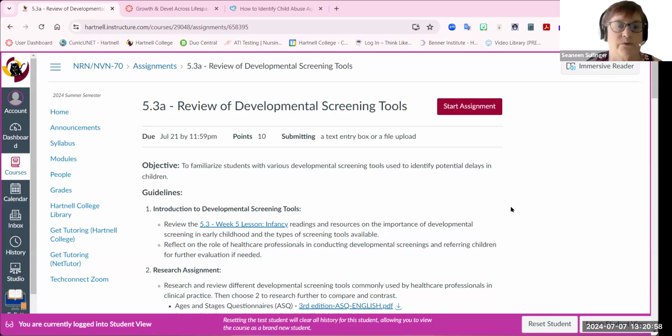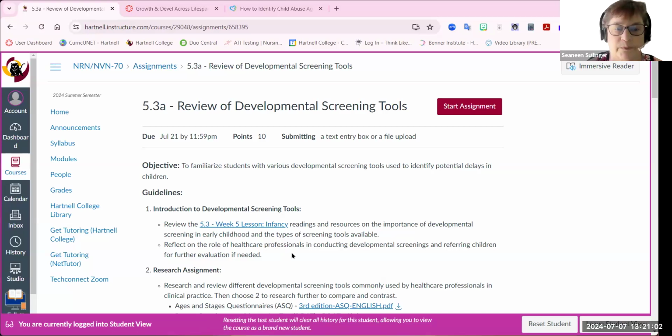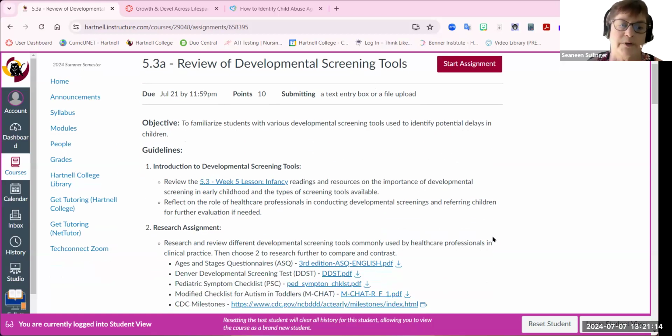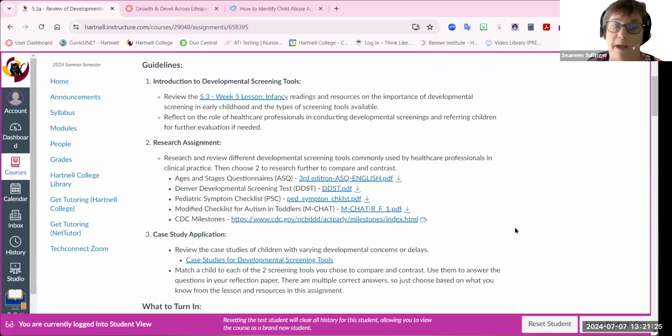So you're going to review the lesson on that and reflect on what our role as healthcare professionals would be in conducting the screenings, and if the child needed to be referred someplace. So what you're going to do is research and review the different developmental screening tools commonly used. So again, we talked about Ages and Stages, and we talked about the CDC milestones.